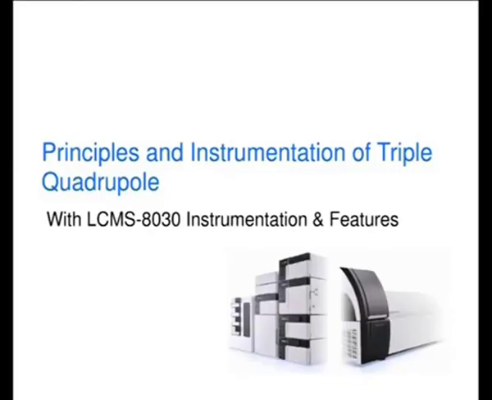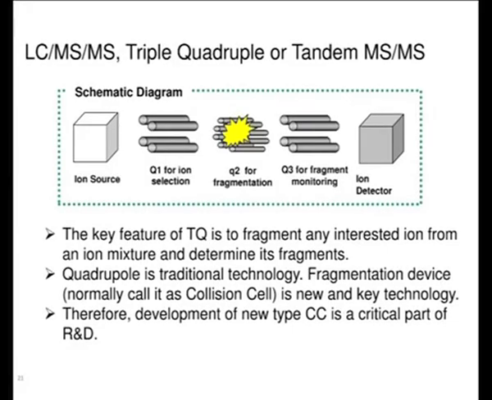Just now we discussed the basic model, that is the single quadrupole, and how it works. Now we are going to focus on the triple quadrupole. In the triple quadrupole, how does it work? It contains three quadrupoles, Q1, Q2 and Q3. Mass filtration of the ions takes place in Q1 and Q3. The second quadrupole is only used for fragmentation.